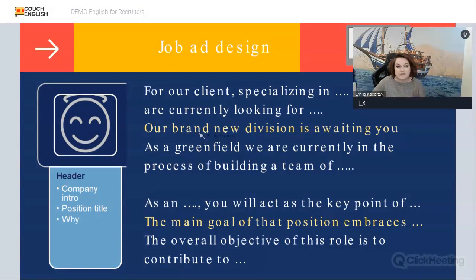I can, instead of the phrase brand new division, also use the phrase greenfield. It is the phrase which is quite typical if we are talking about some international company which is not present in a given location. So let's say that I have headquarters somewhere there in US, and there is a decision of headquarters to open a new division in Poland.